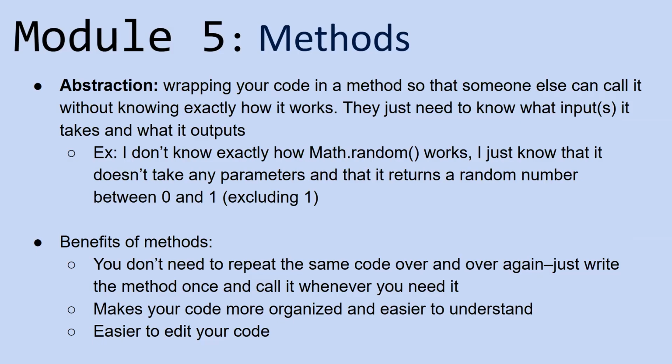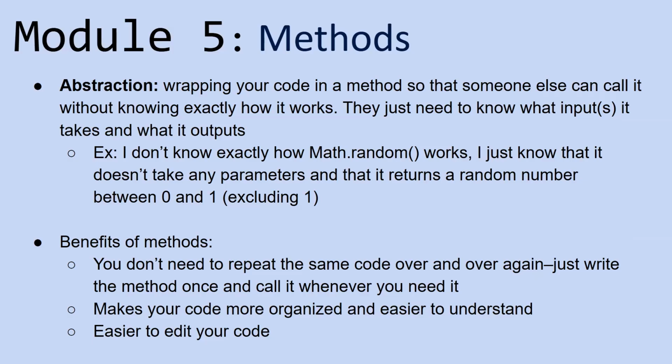So, abstraction is an important term to know. Basically, what it means is that you're wrapping your code up in a method so that someone else can call it without needing to know exactly what code is inside your method or exactly how it works. They just need to know what it does. They need to know what inputs it takes and what it outputs, and ideally some summary of what it does so that they know what they're getting into whenever they call your method.